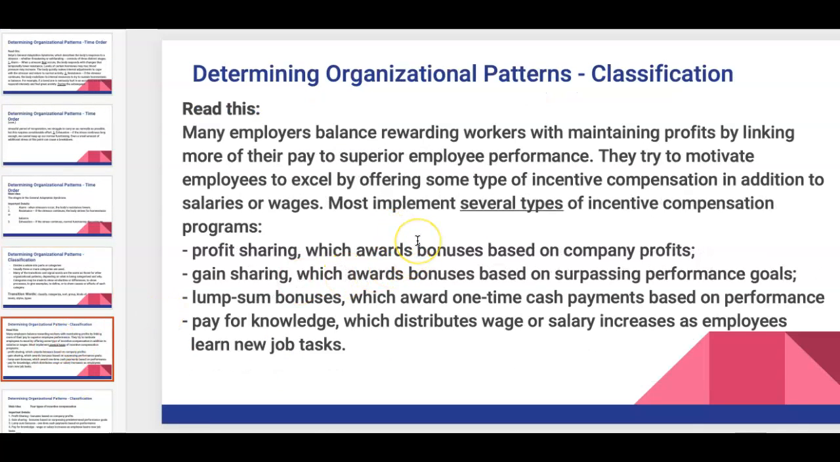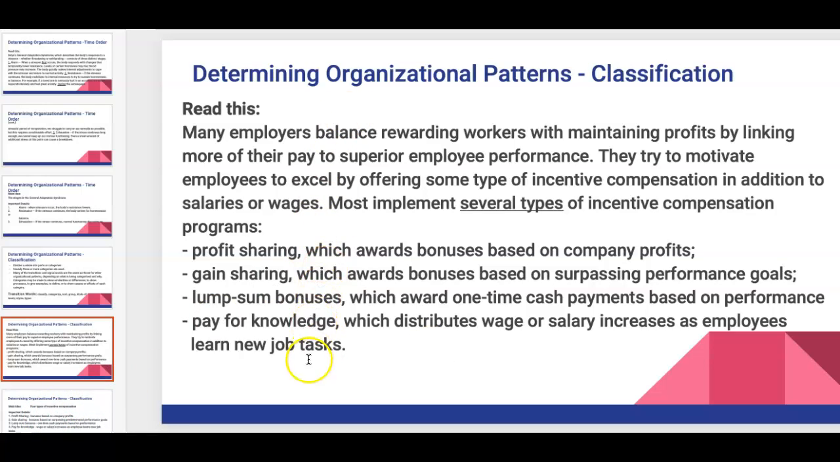Many employers balance rewarding workers with maintaining profits by linking more of their pay to superior employee performance. They try to motivate employees to excel by offering some type of incentive compensation in addition to salaries or wages. Most implement several types of incentive compensation programs. Profit sharing, which awards bonuses based on company profits. Gain sharing, which awards bonuses based on surpassing performance goals. Lump sum bonuses, which award one-time cash payments based on performance. Pay for knowledge, which distributes wage or salary increases as employees learn new job tasks.